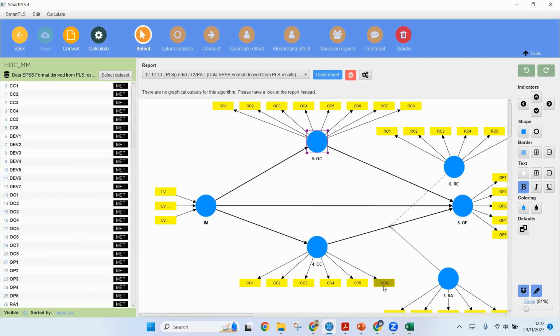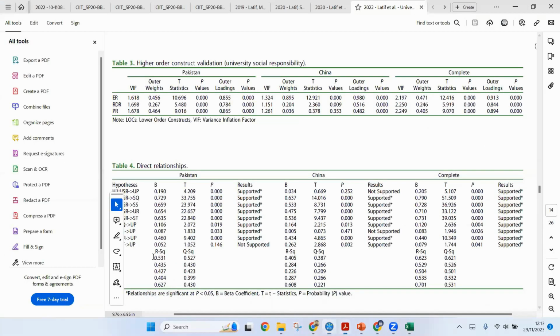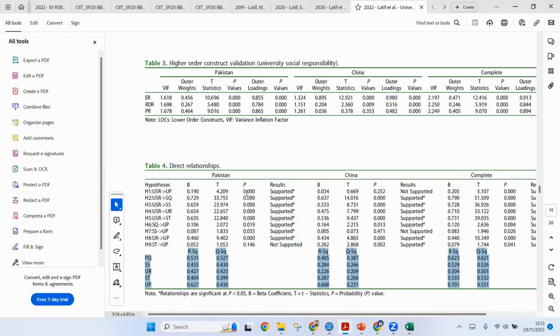Again, how do you report it? Very easy. When you are reporting your hypothesis results, just beneath the hypothesis results, you can put it in the same table. Let me show you. Yes, here: R square and Q square. You can report F square here with the relationships, because that is based on the relationships that you have proposed. It shows whether removing that predictor from that outcome will affect it or not. So you can have an F square column here and report it like this.